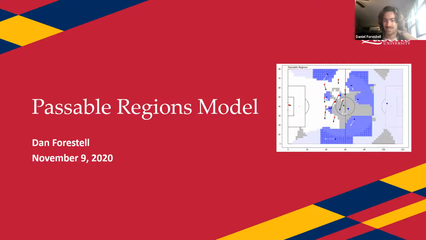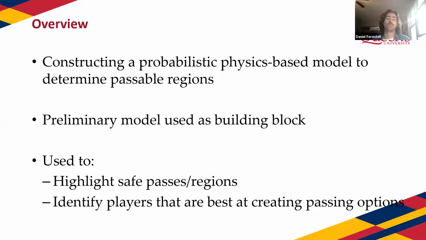It's perfect. Okay, great. So today I'm going to be talking a little bit about one of the models we've been working on over the past few months, and that's the passable regions model. The goal of this model is to construct a probabilistic and physics-based model to determine which regions on the field players could pass to and when these passes would be successful.